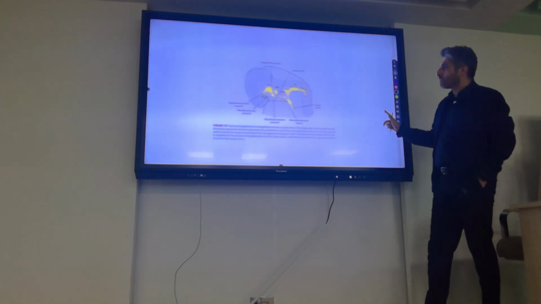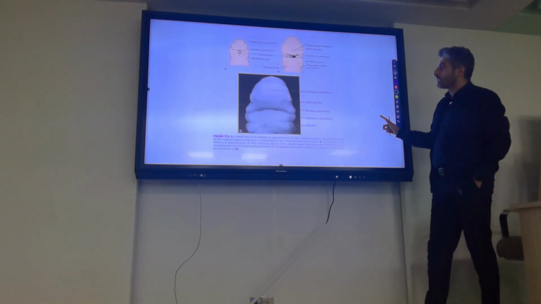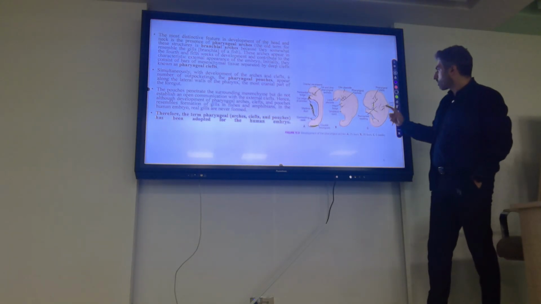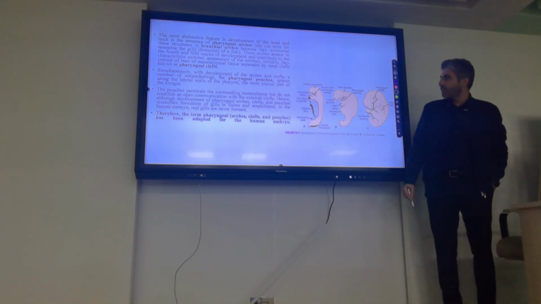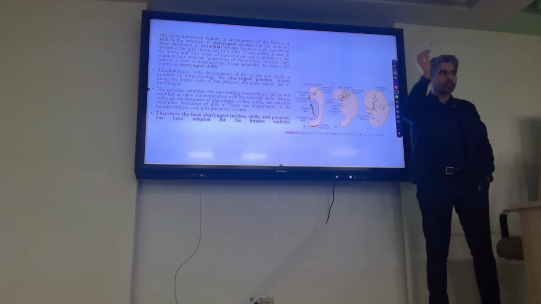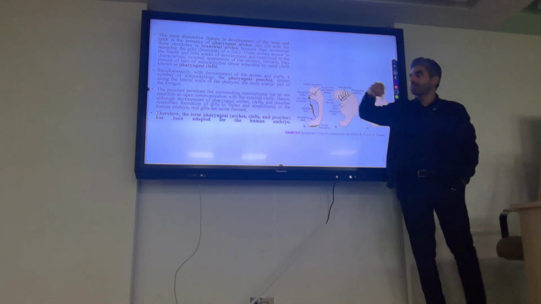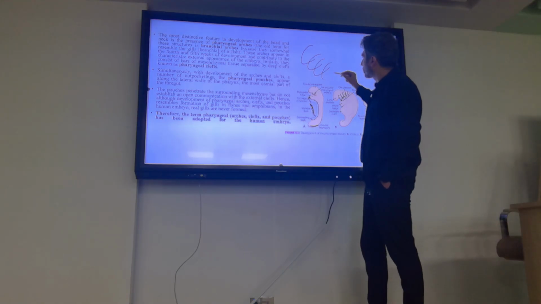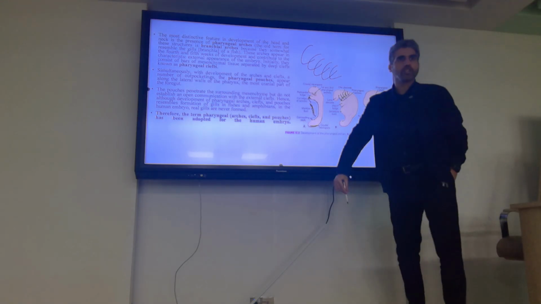So let me show you better. In this picture you can see here, look at the pharyngeal arch: 1, 2, 3. I told you we have 5 pharyngeal arches. They are like a fold. You can see that in the head and neck region. They have this shape, pharyngeal arch.